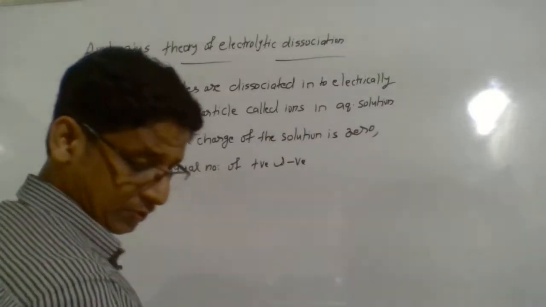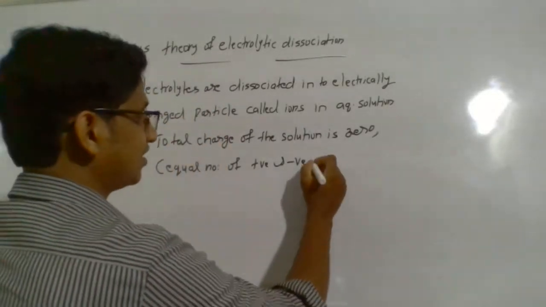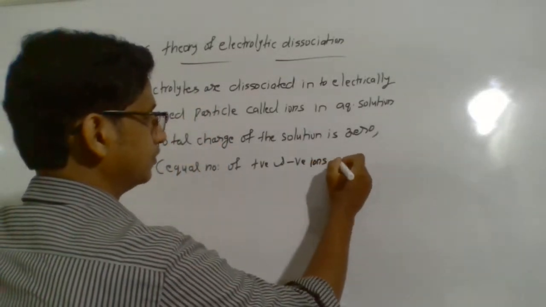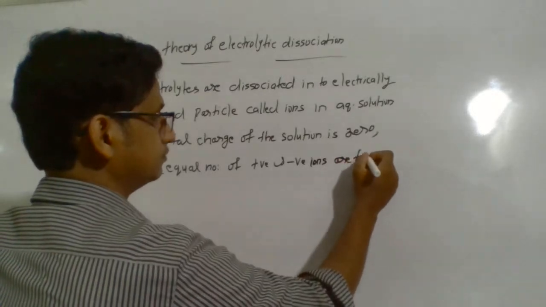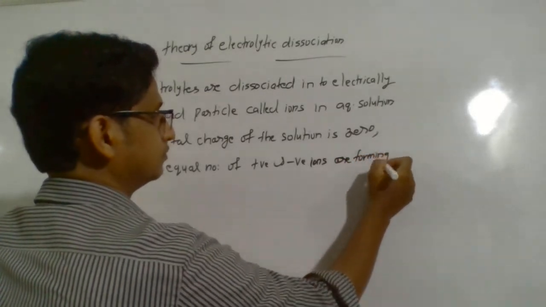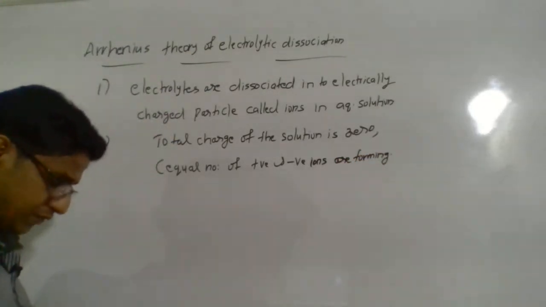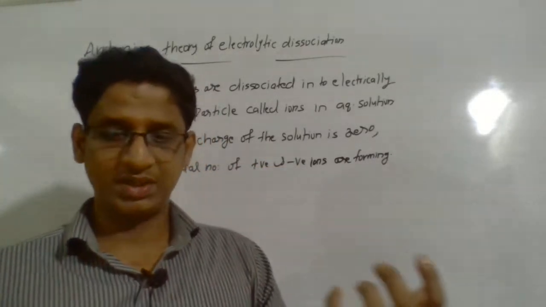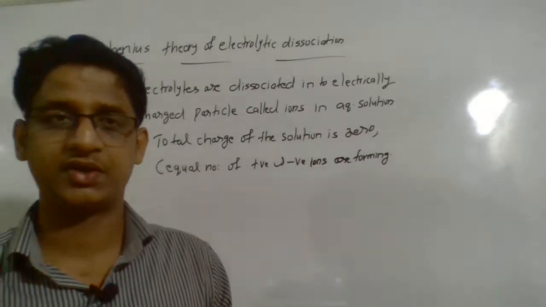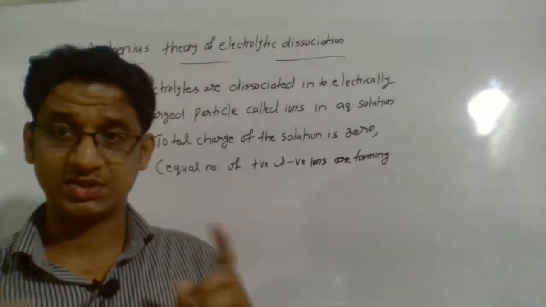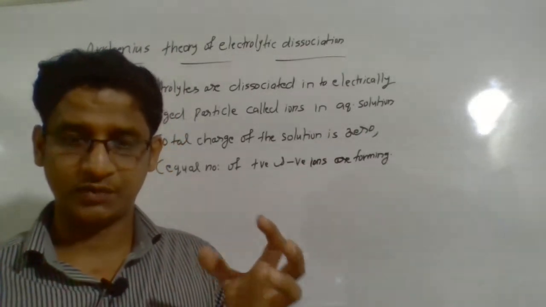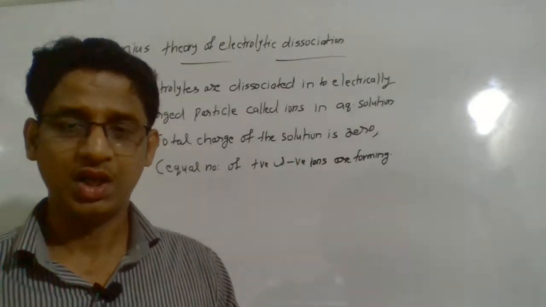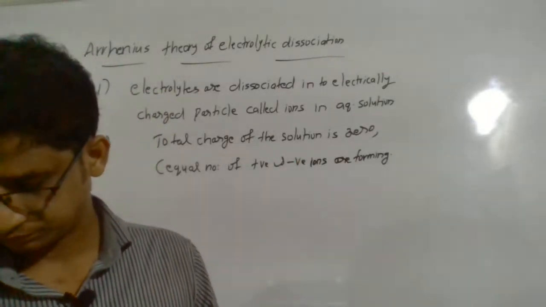So equal numbers of positive and negative ions are forming. That means if, for example, 8 positive ions are forming, then 8 negative ions will also be forming. That means even though charged particles are forming, the whole solution is neutral in nature.